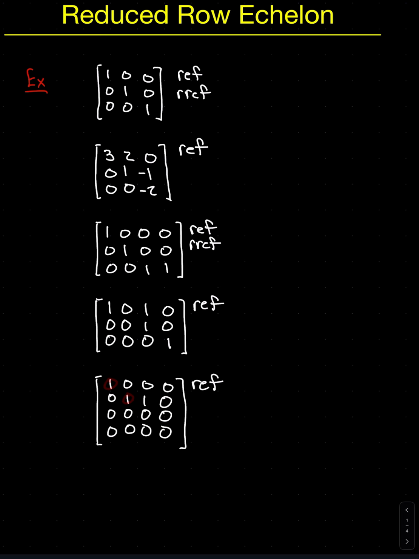And it is also in reduced row echelon form since these leading entries have zeros beneath them. This one is not a leading entry, so we don't really care about this. And each one of these leading entries is by itself. They're also 1. So this is in reduced row echelon form. So there you go, just some quick examples to help you out.